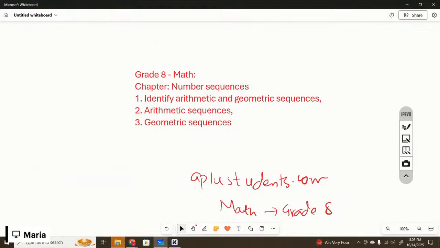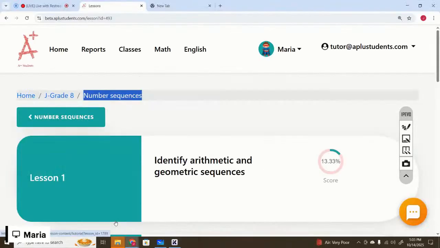The lessons we're going to cover today are number sequences and identify arithmetic and geometric sequences, arithmetic sequences and geometric sequences. So please make sure you have your notebook and pencil so that you can note down the important examples and definitions as well. Here I'm on grade 8 math. Let's just start with the first lesson, that is identify arithmetic and geometric sequences.